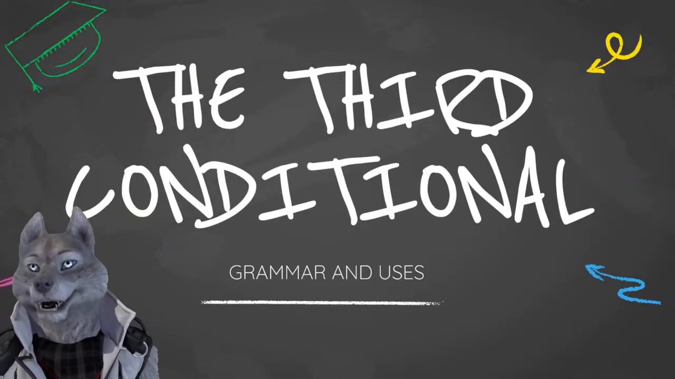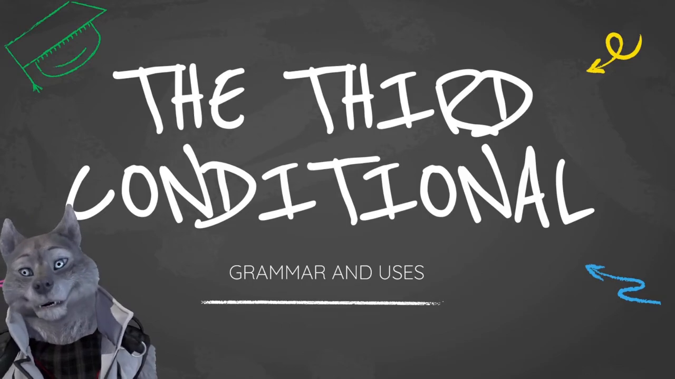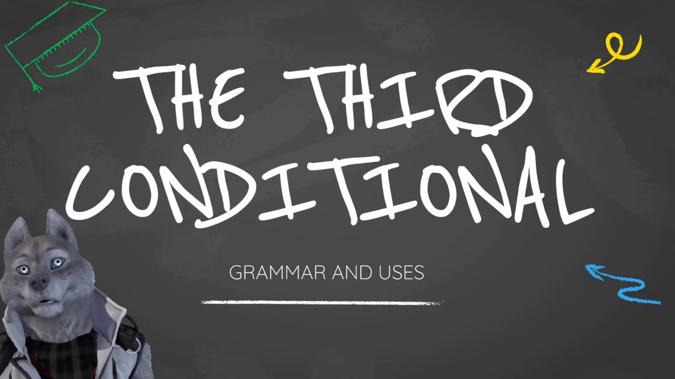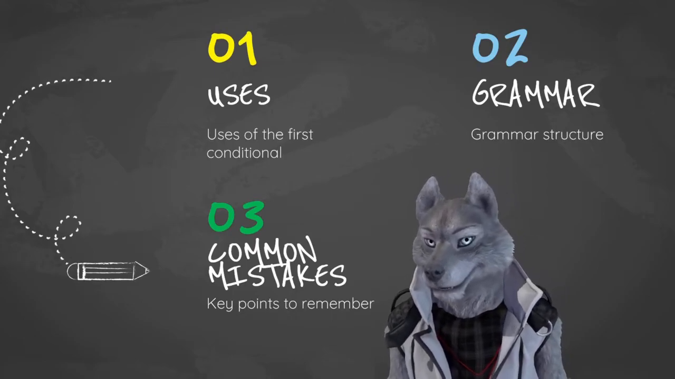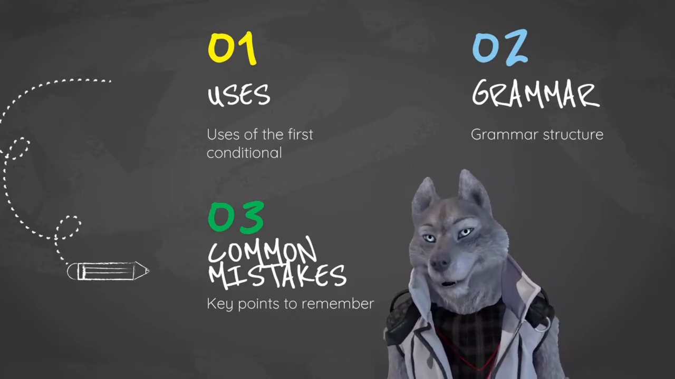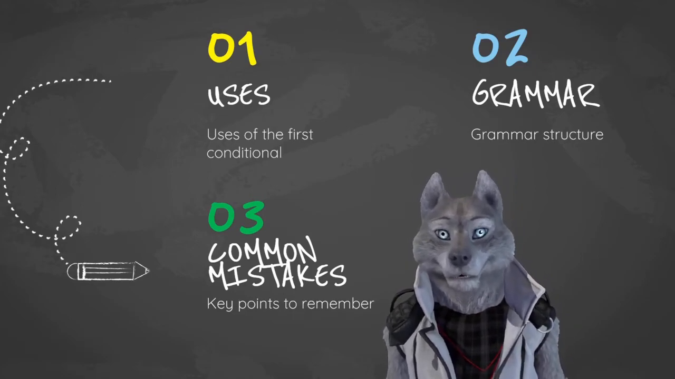Well, time to express some regrets, or imagine things in the past that could have been different. Hey, I'm Sar, and we'll deal with the third conditional in this video. So this is the order. First, the uses of this structure, then the grammar, with some details I want you to pay attention to, and finally some mistakes we should avoid.